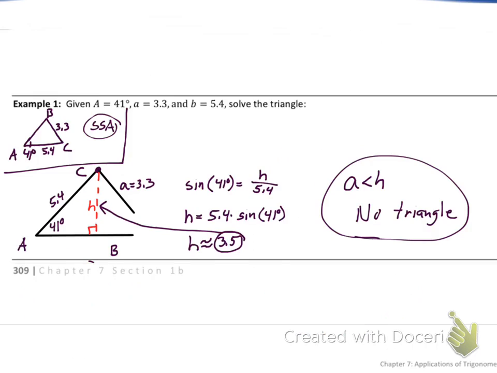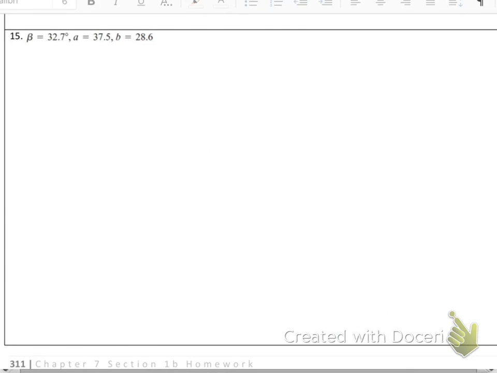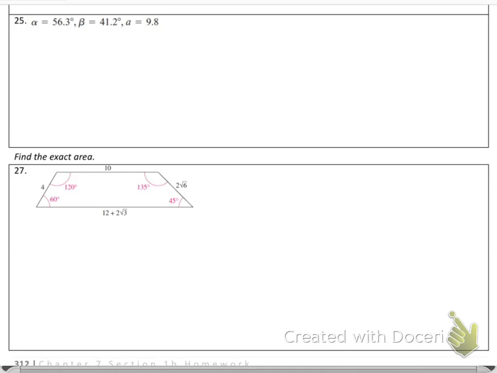Number 27 kind of had two tricks to it. We have a quadrilateral, and it says I want to find the area of it. We didn't work with area of quadrilaterals, so we need to draw this as something we've already done, and that's going to be two triangles, because if I find this area and this area and add them together, I have the whole area.